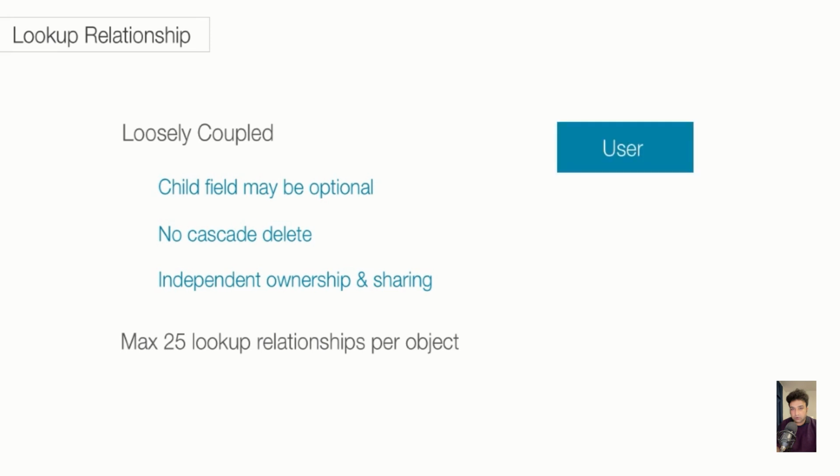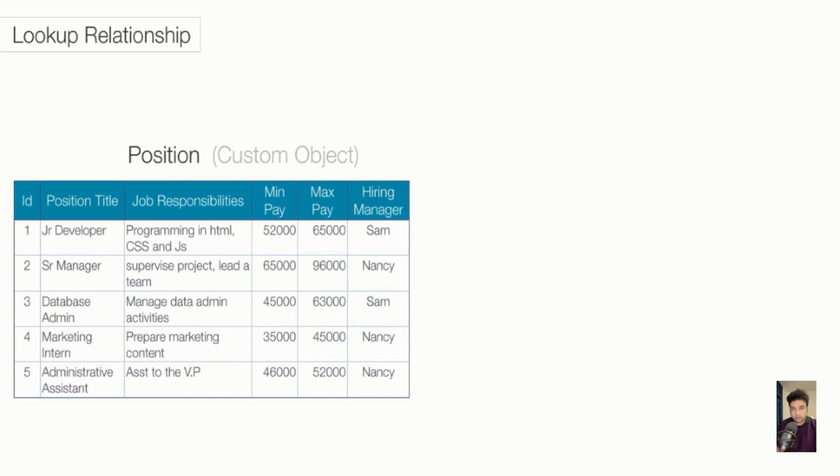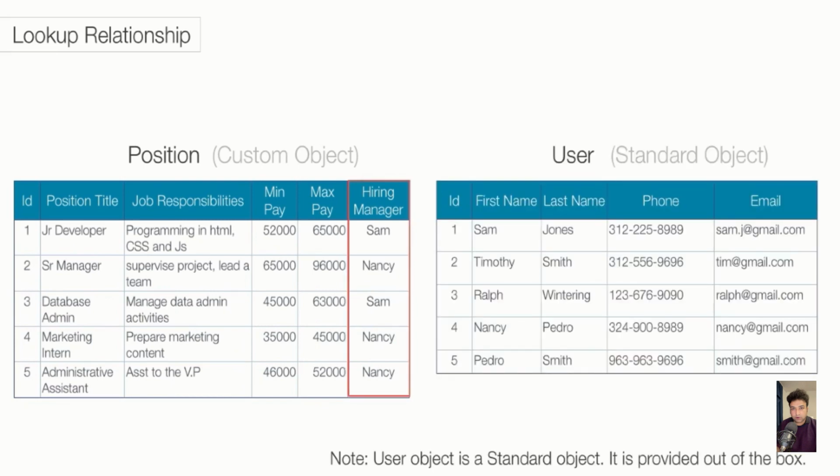I'll talk about a scenario where you can use a lookup relationship. For every position record in the position object, there needs to be an associated hiring manager. And hiring managers are users present in the user object. So I can create a lookup relationship between position and user object.